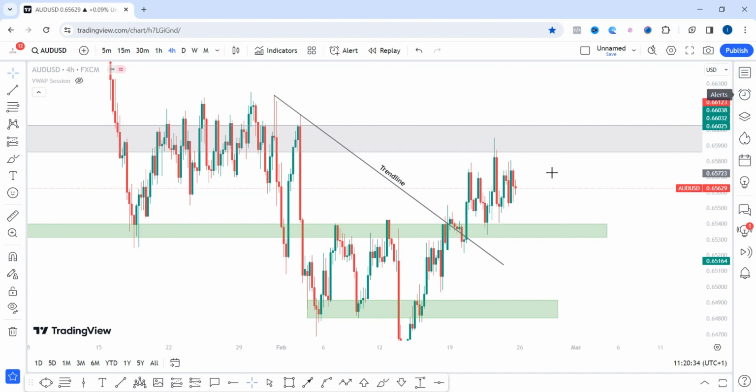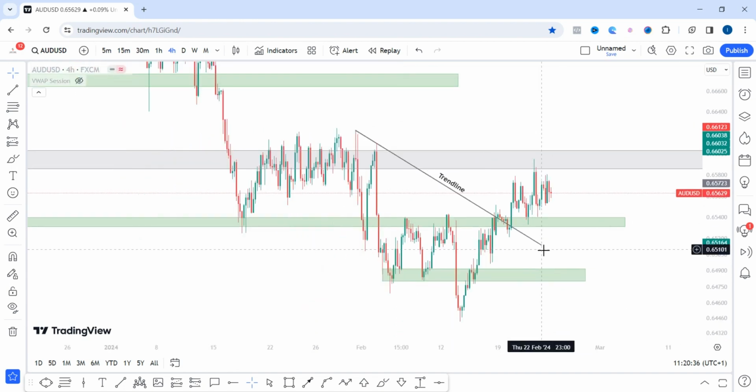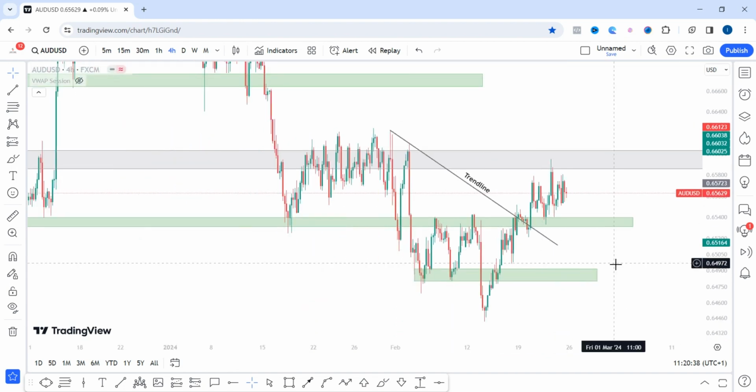So AUD/USD next week. Now, what will I be looking for? I'm still going to be thinking in probabilities. Now you can see price is quite choppy at this region.